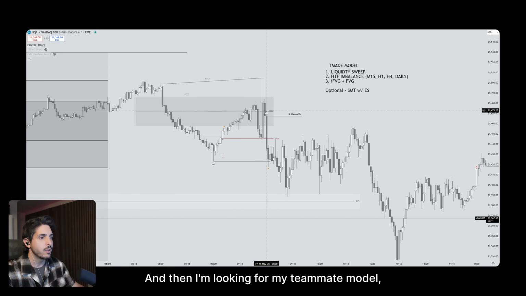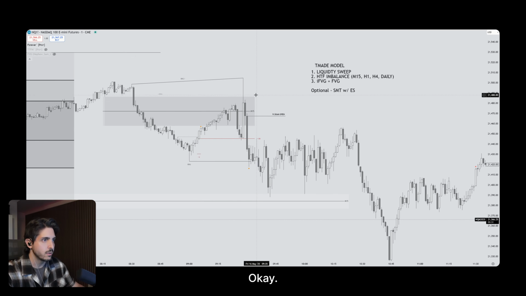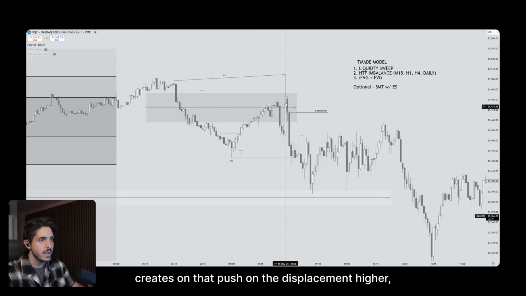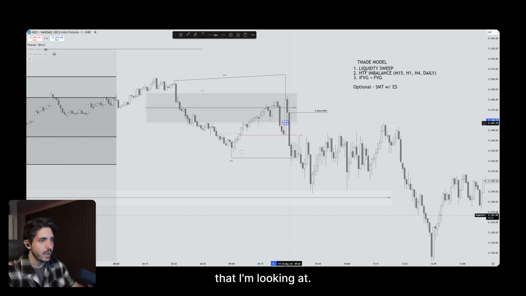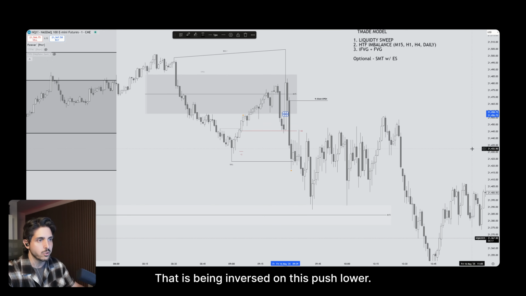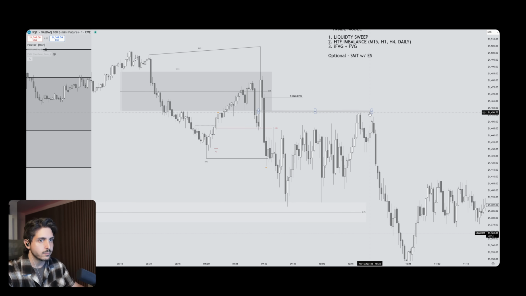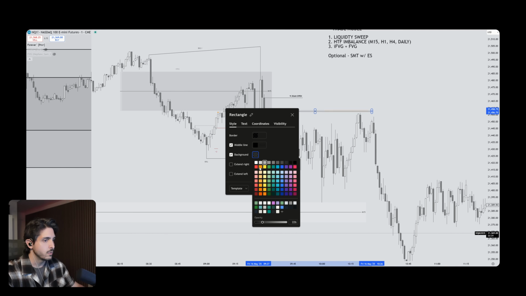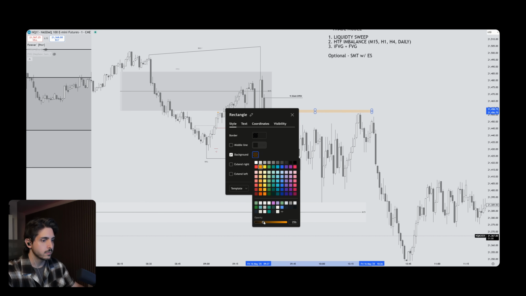And then I'm looking for my TMade model, which is this candle that takes out the high here, that takes out the liquidity inside of the premium of the range. That candle creates on that push on the displacement higher, creates this little gap here. That gap is the first inversion fair value gap that I'm looking at that is being inversed on this push lower, correct? So I'm going to move that out to there. And we're going to make this orange because I want it to stand out for you guys. So there's the gap there.